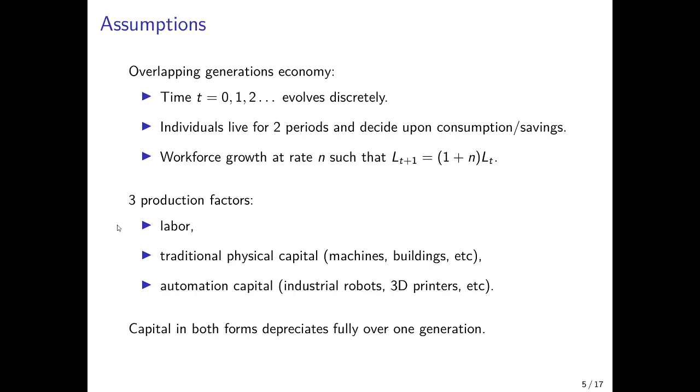Now, in contrast to the basic model we have encountered so far, there are three production factors. We have labor, the workers in the economy. We have traditional physical capital, so the machines, buildings, production halls, assembly lines, and so on. But we also have automation capital, the industrial robots, the 3D printers, and algorithms based on machine learning, whatever can perfectly substitute for labor. And now capital depreciates fully over one generation, and this refers to both types of capital.